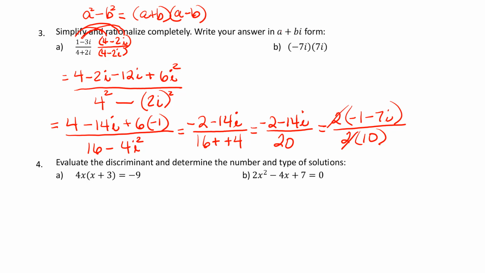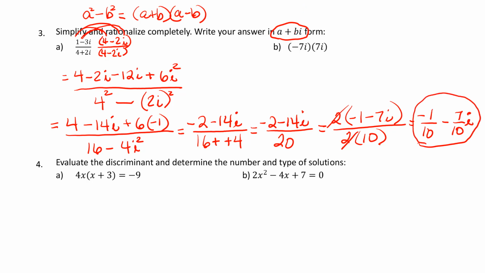But we're not done because we need to write it in the correct form. Real part first, -1/10, imaginary part second, minus 7/10 i. So this would be our final answer.